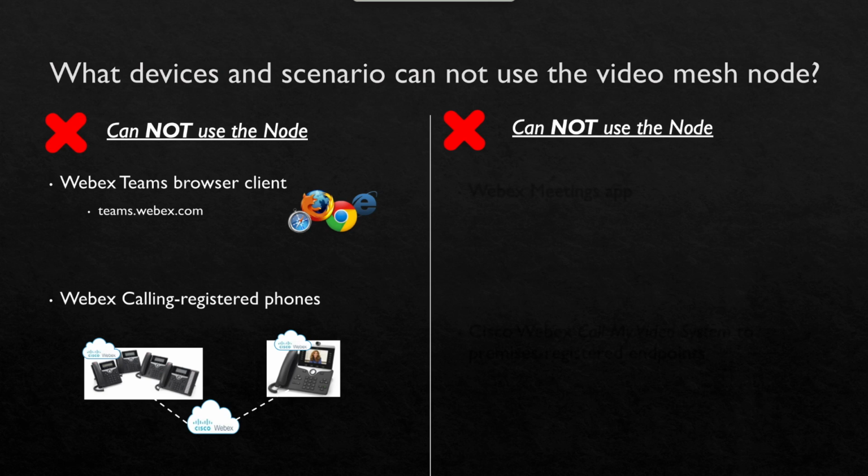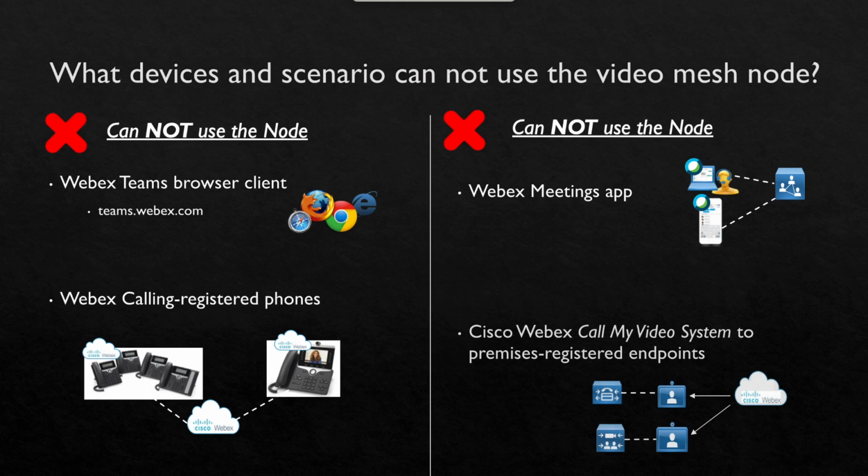Therefore, if you're registered to Webex with one of these UC phones, this would include the 6800, 7800, 8800 series phones, right? Then you cannot use the video mesh node. If you're using the Webex meeting application, this application is designed to always call into the cloud, never call into the video mesh node. So you cannot use these applications to call into the video mesh node.